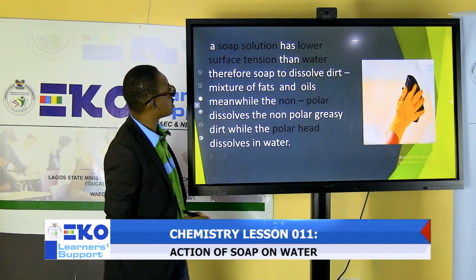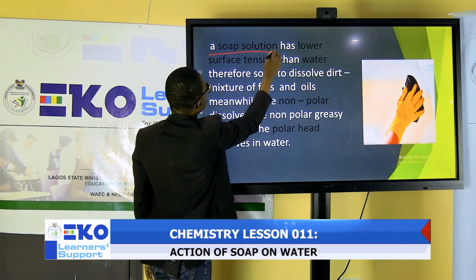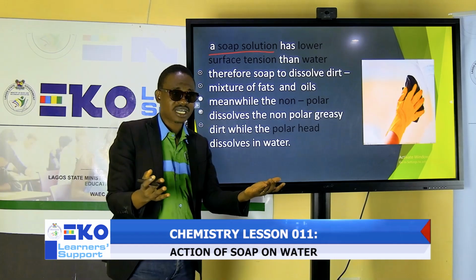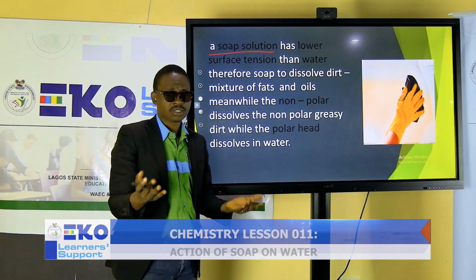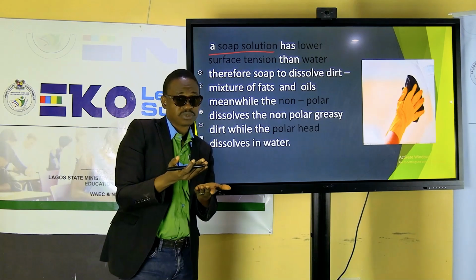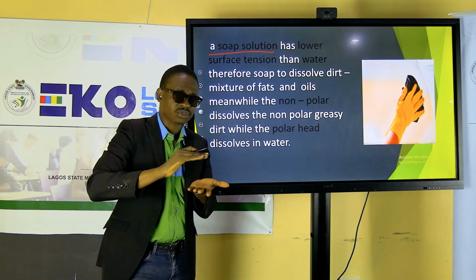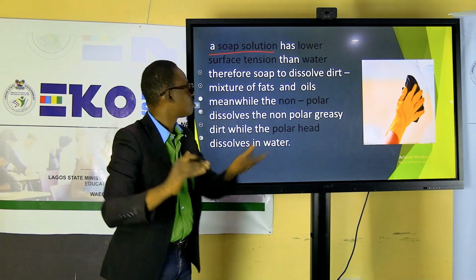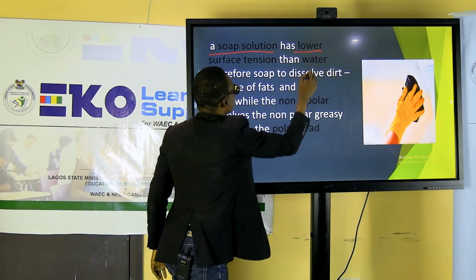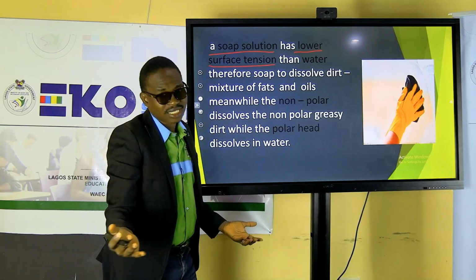There's something you need to understand. In soap solution, you have water and you have the soap solution now. The water has a high surface tension. But what happened to the soap that you've already dissolved in the water? The soap solution has what we call a low surface tension. So it has a lower surface tension than the water.